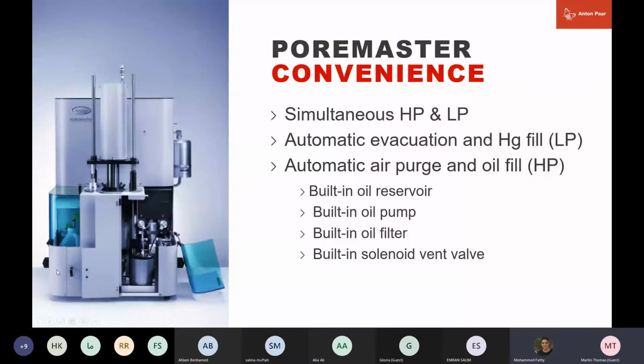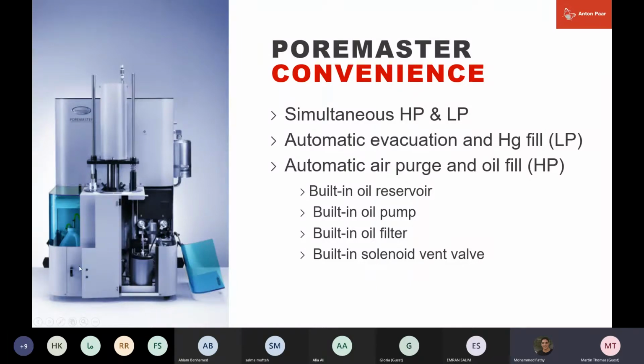The instrument, the Poremaster, pumps the oil from the reservoir with a built-in electric oil pump through the high pressure cavity, displacing the air that's necessarily in this cavity when the sample cell is put inside. It pushes the air out of the top through a built-in solenoid vent valve. So that's opened electronically and it's closed automatically when the analysis starts. The excess oil comes down back through a filter and is returned to the reservoir.